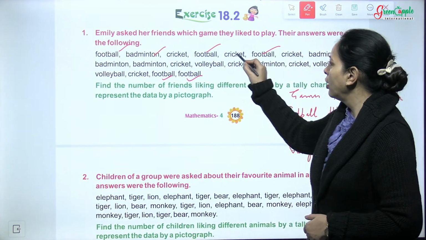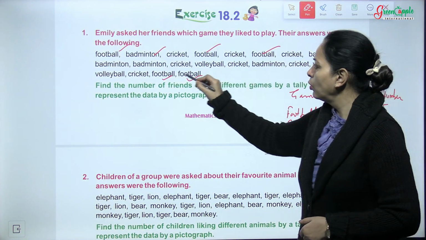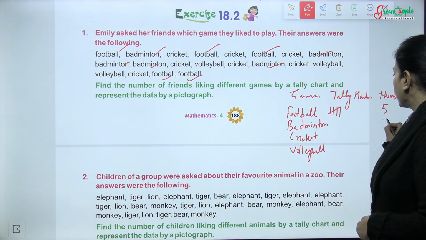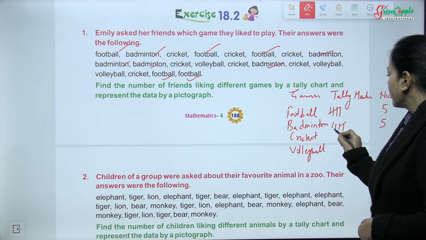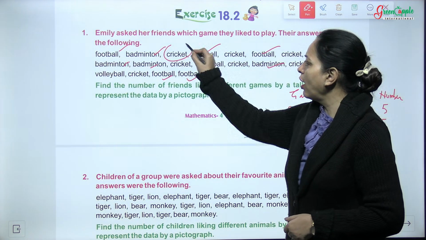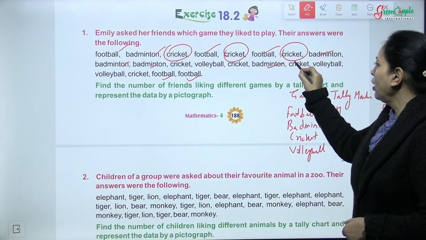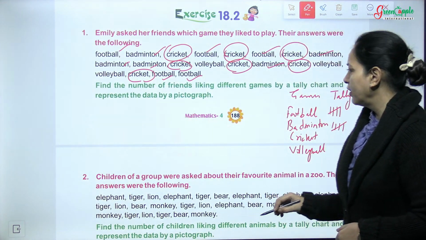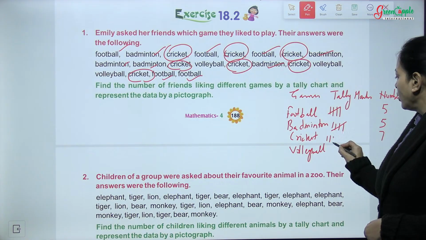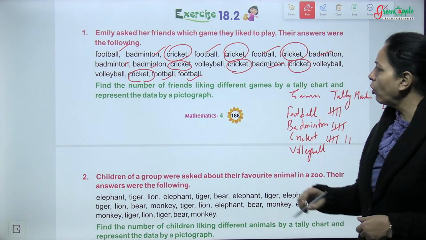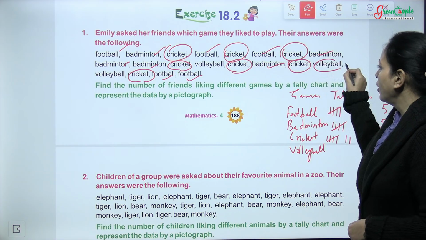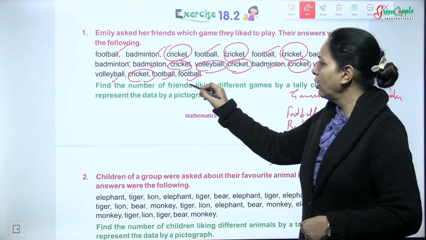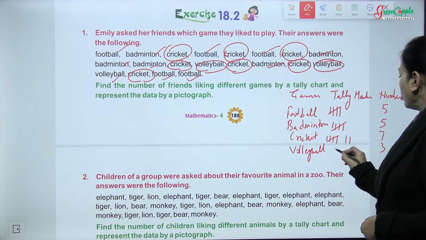1, 2, 3, 4, 5. 5 badminton. So like this. Then cricket. 1, 2, 3, 4, 5, 6, 7. 7 cricket. So 5 and 2. Then volleyball. 1, 2, 3. So now we can count.